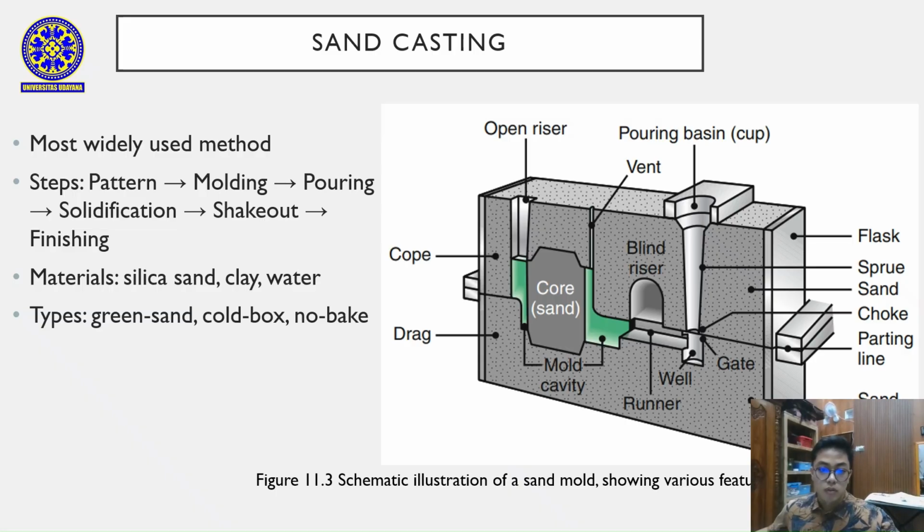It consists of a top half, the cope, and a bottom half, the drag, which together form the flask. Molten metal enters through the pouring basin, flows down the sprue, through the runner system, and into the mold cavity. A sand core is placed inside to create a hollow section in the casting, while risers feed molten metal to compensate for shrinkage during solidification.